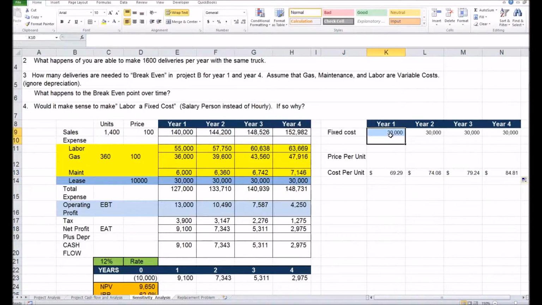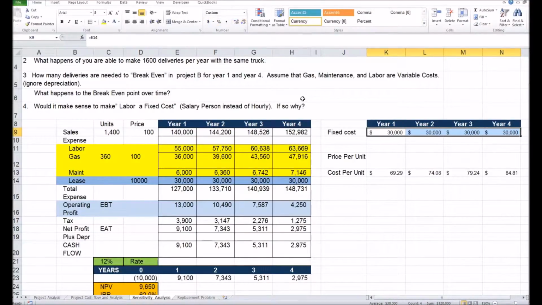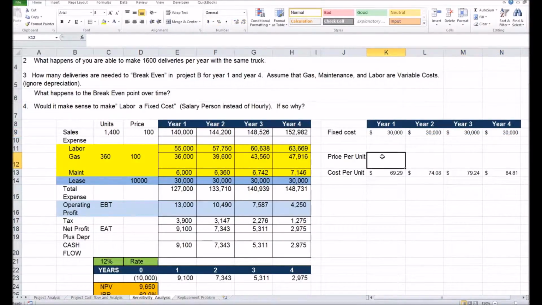For my fixed cost, it's $30,000. My price per unit is equal to my total revenue divided by the number of units. And again, I want to lock that in so that when I copy my formula, it copies it across appropriately. And let's put those in dollars. And we'll pull that across.